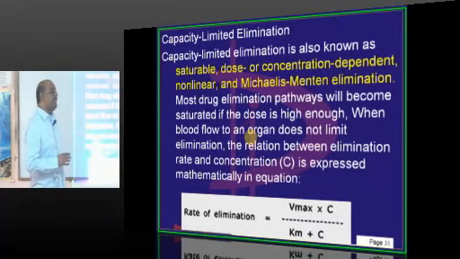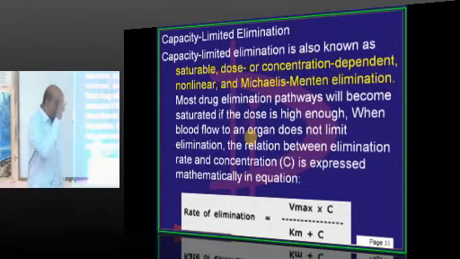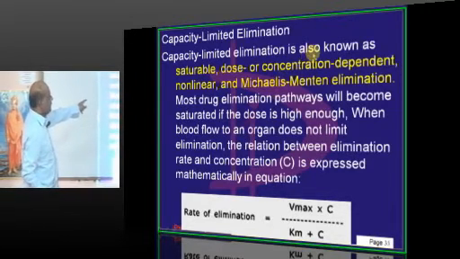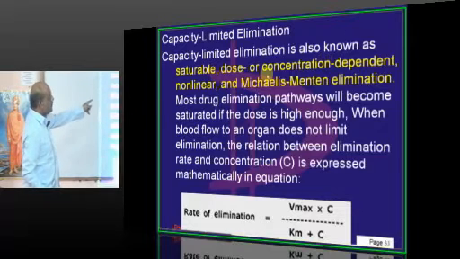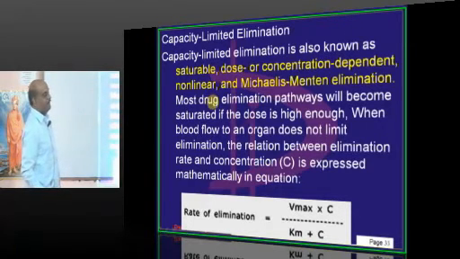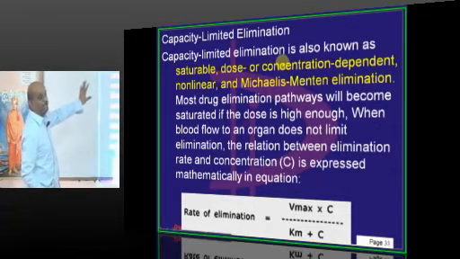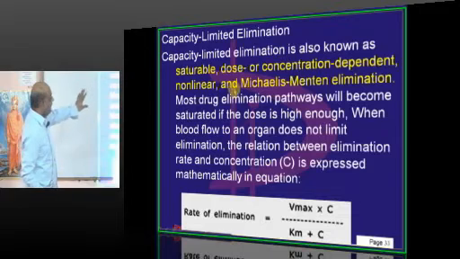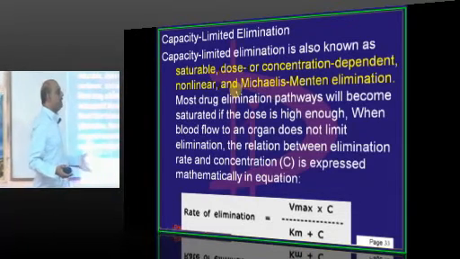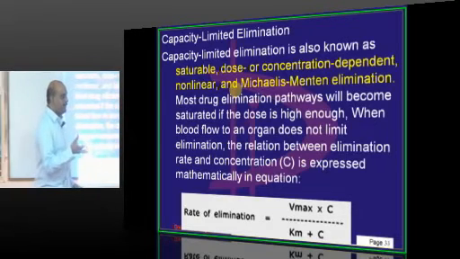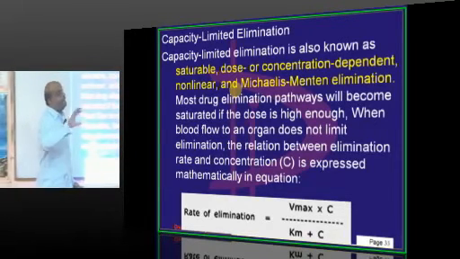Then on what factor will the drug elimination become dependent? How that enzyme in the liver or kidney is working, right? Such an elimination which is dependent upon the saturable, dose or concentration dependent form of elimination mechanics is called capacity limited elimination. Why? Because if those enzymes are deficient or saturated, the drug is no more metabolized and it is not cleared. Hence it is called capacity limited elimination.